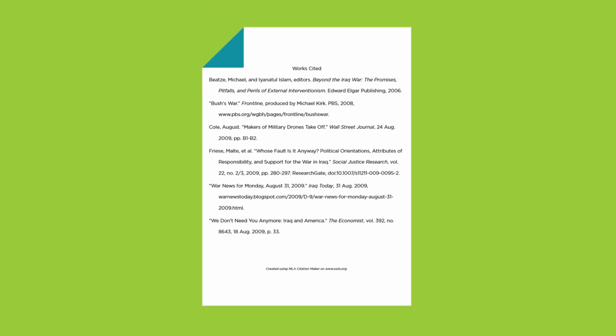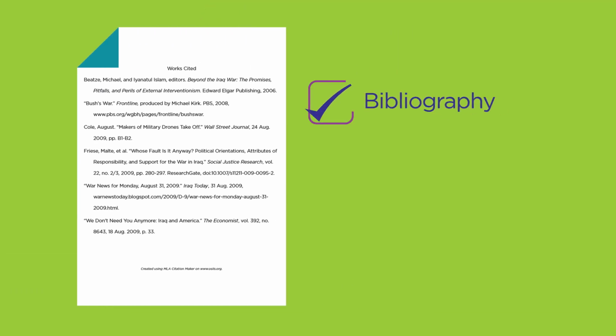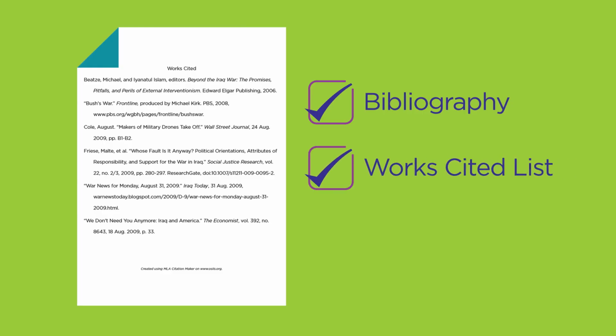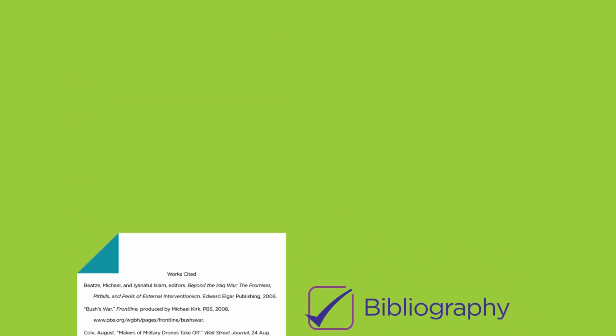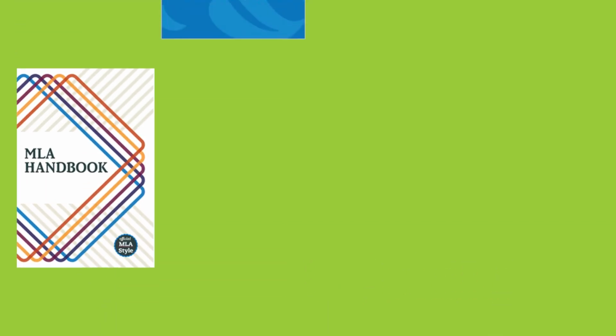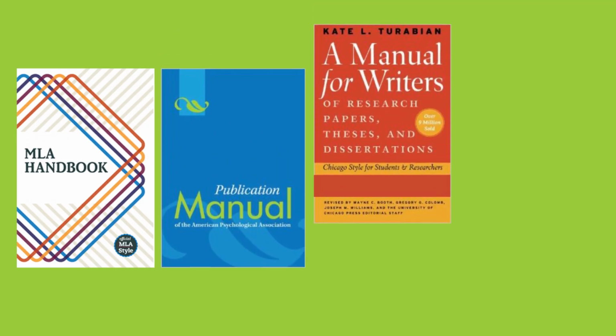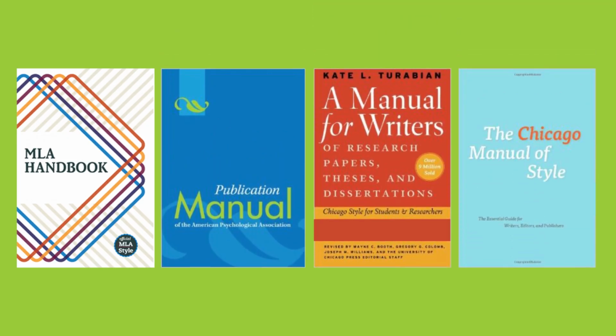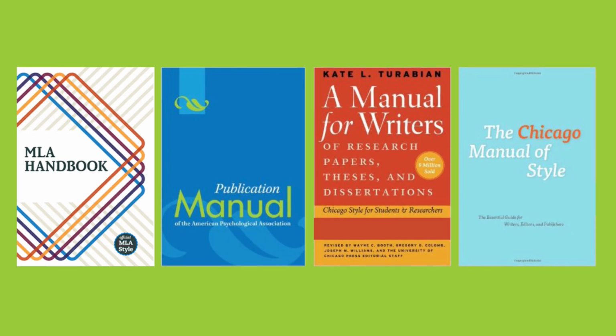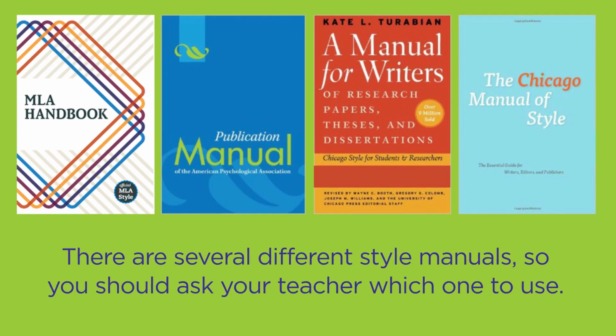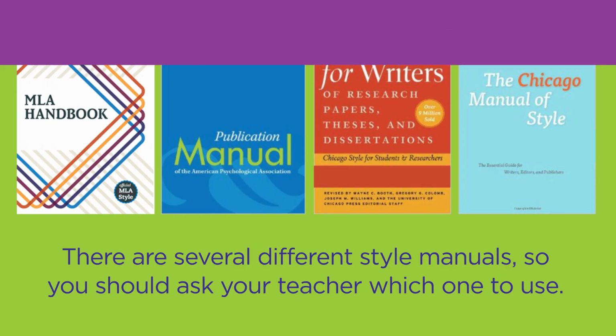The list of sources at the end of your paper can be called a bibliography, works cited list, or reference list, depending on which style manual you use. Style manuals are guides that tell you how to format your entire paper, including where and how to properly cite your sources. There are several different style manuals, so you should ask your teacher which one to use.